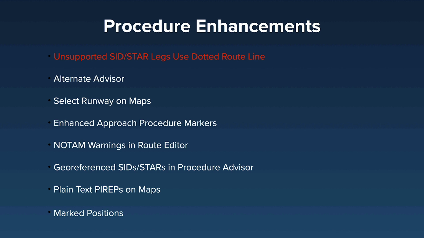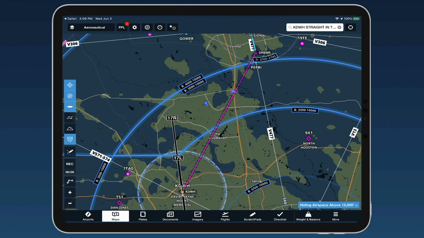Let's take a look now at several of the procedure enhancements that have been added in the last year that deserve a little bit of an explanation. So let's start with the unsupported SID star legs, where we depict a dotted routed line in order to take you to your initial entry fix.